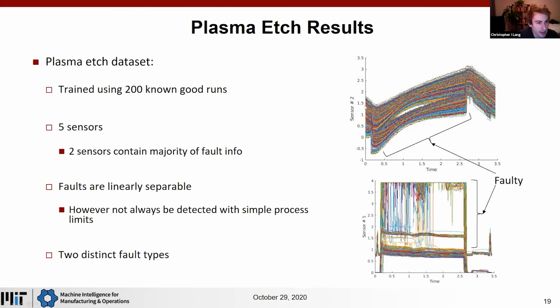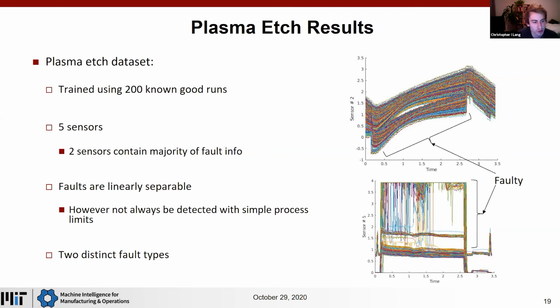So there were 2 different types of faults. All of the faults had sensor 2 drop down at this location. So this top distribution up here is the nominal sensor, what it would look like. And then this group here is what a fault would look like. Additionally, some of the faults also had this other sensor, sensor 5, have very obvious anomalies in it. So all of these faults were actually linearly separable if you knew what you were looking for. So for example, just the value at this one point in time.